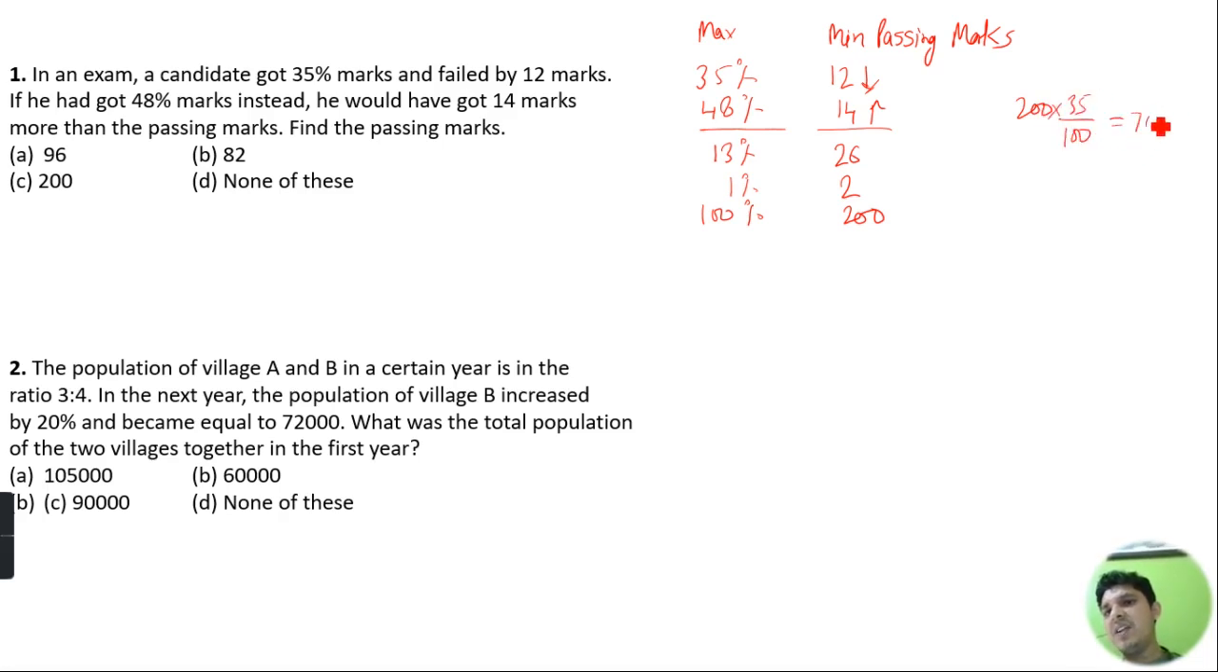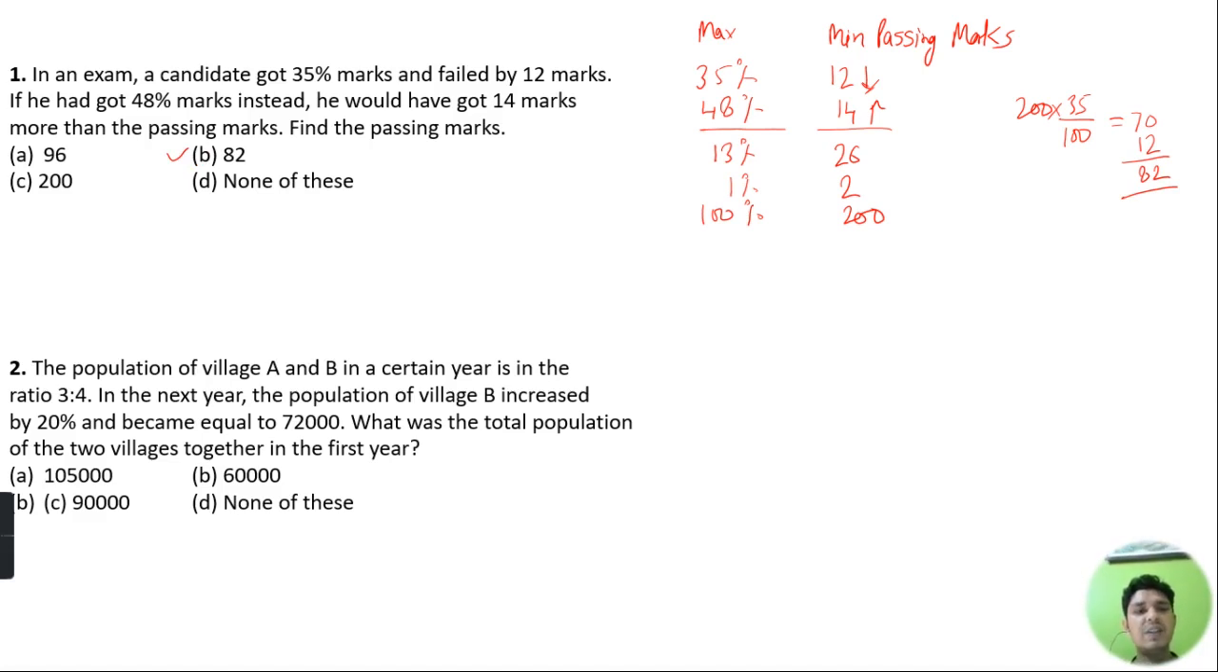This is simply 70. This 70 is 12 less than the minimum passing marks, so definitely minimum passing marks will be 12 more than 70. So the answer of this question will be 82. Hence you can mark option number B, right? Come to question number 2.